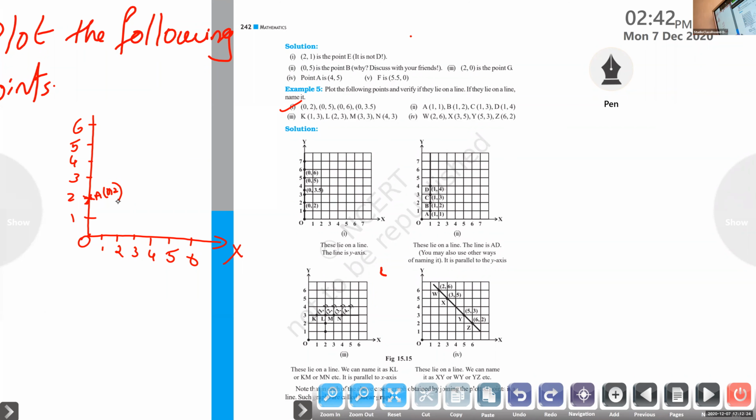Next is 0, 5. This is B 0, 5. C 0, 6. And 0, 3.5, here it is. D, 0, 3.5.